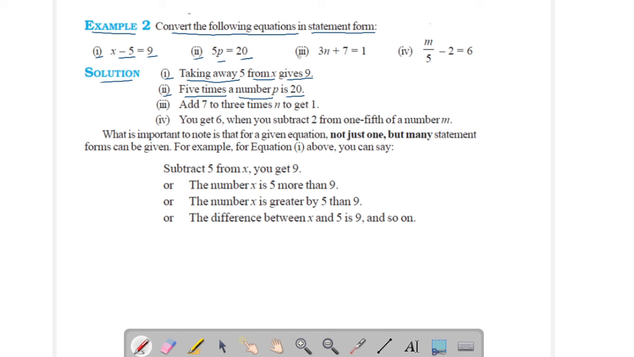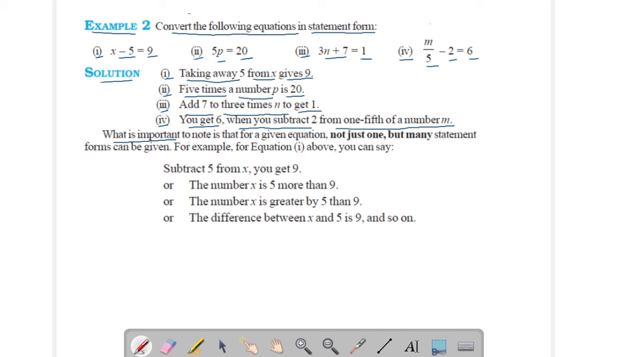Come to third part. 3n plus 7 equal to 1. See the solution of third part. Add 7 to 3 times n to get 1. Now come to fourth part. M upon 5 minus 2 equal to 6. See the solution of fourth part. You get 6 when you subtract 2 from 1/5 of a number m.